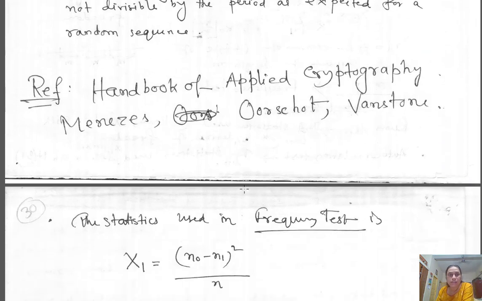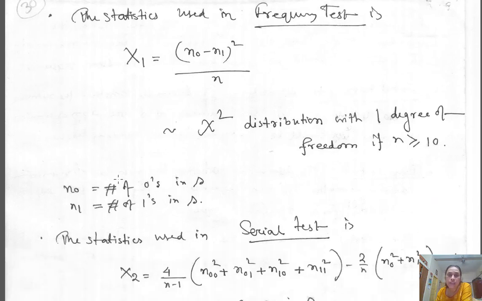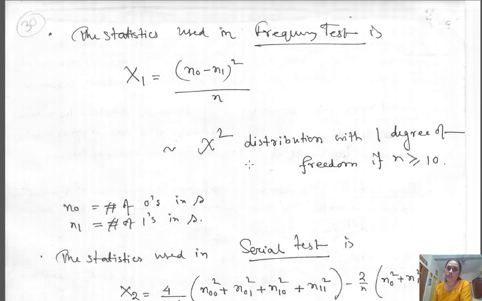As I mentioned, this is my last page. To check the frequency test, this parameter X1 is used. X1 is (n0 minus n1) whole square divided by n. So n0 is, in your given sequence, the number of zeros, and n1 is the number of ones in S. This random variable must satisfy chi-square distribution with 1 degree of freedom if n is greater or equal to 10. So for the frequency test, this is the tool used.